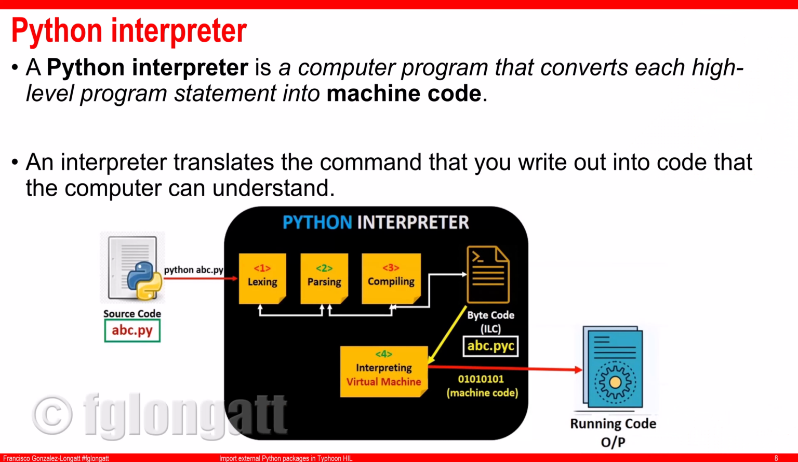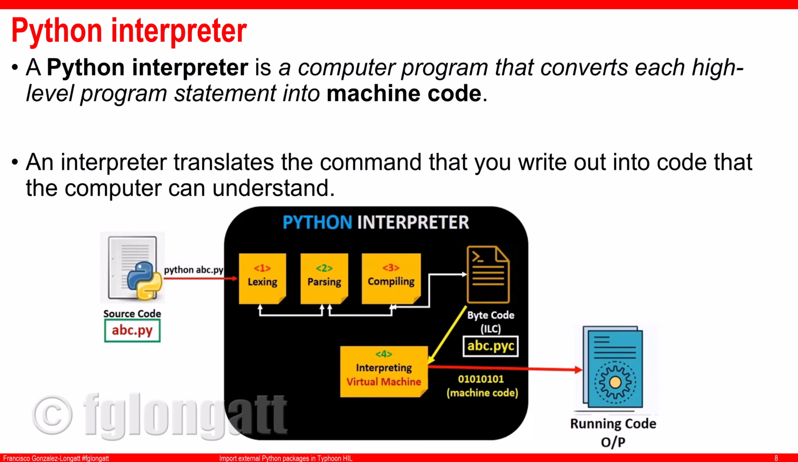The first thing that you need to understand is a Python interpreter. A Python interpreter is basically a computer program that converts each high-level program statement into machine code. So you must understand the Python interpreter as another piece of code or program that is created basically to transform or translate the source code that you are creating in Python into the machine code that can be directly read by the computer.